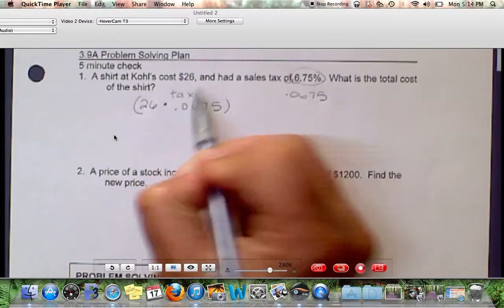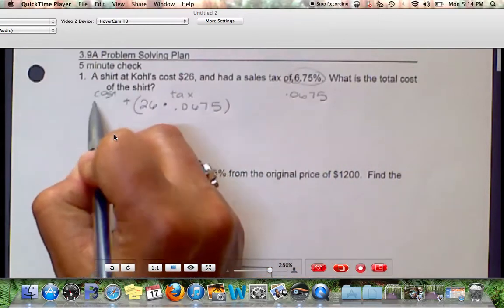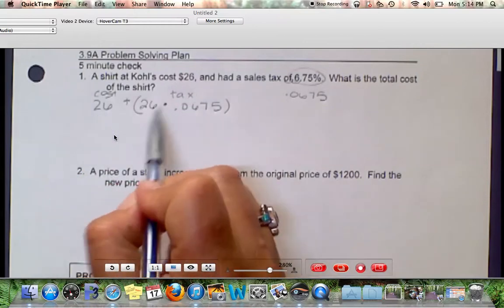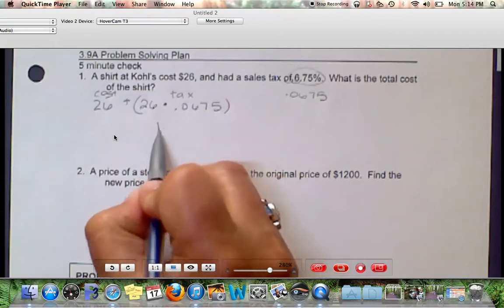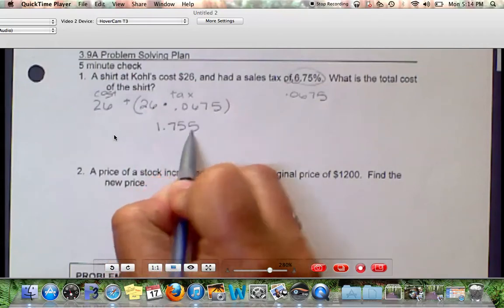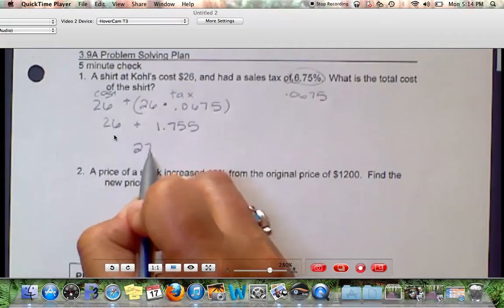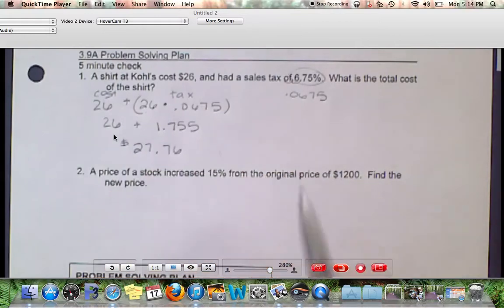So once we know what the tax is, we need to add that to the original cost of the shirt, which is $26. So we have to take the cost of the shirt and add the taxes. The taxes are $26 times 0.0675. That gives us 1.755. And we have to add that to the $26. So we get $27.76. Give yourself a check, a star if you got that one right.